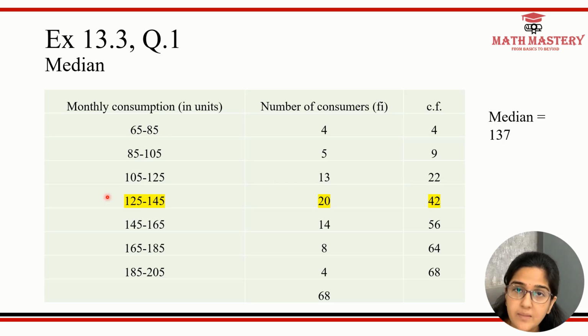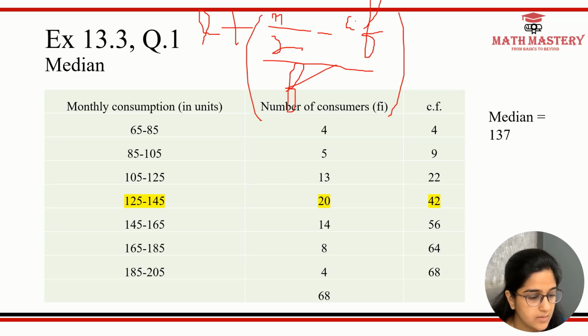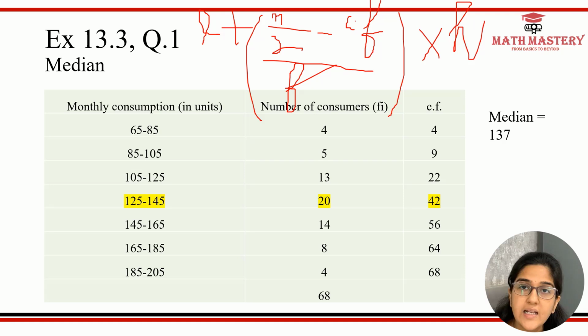Once we have identified the median class interval, the final step is to calculate the median using the formula. The formula is L plus n by 2 minus cf, divided by f, in brackets, multiplied by h, which is the class size. Here L is the lower limit of the median class interval, which is 125, plus n by 2, which is 34, minus cf. cf is the cumulative frequency of the class preceding the median class.